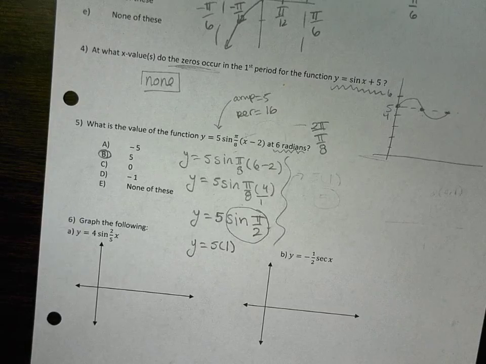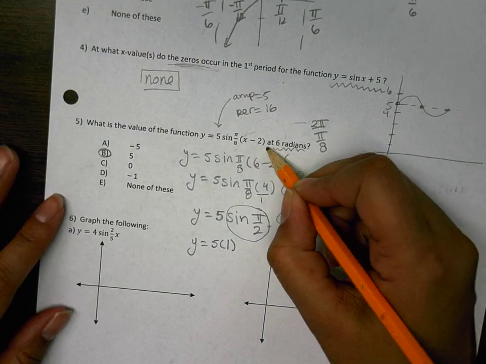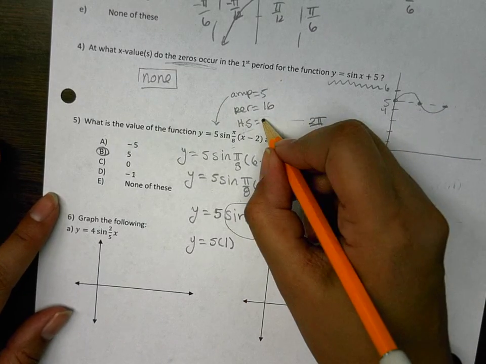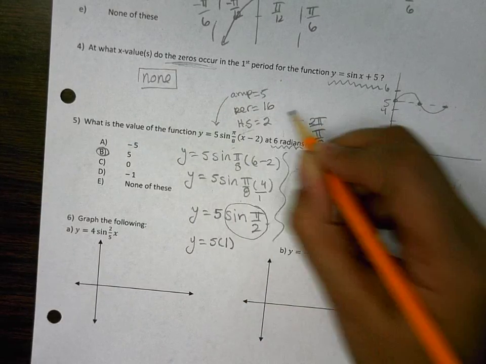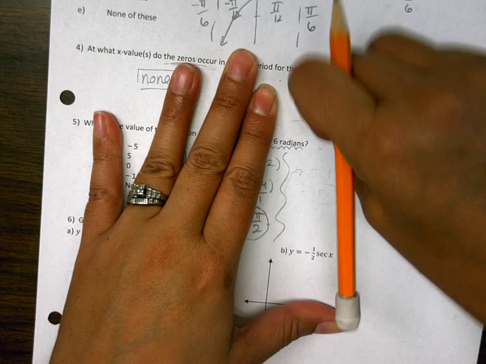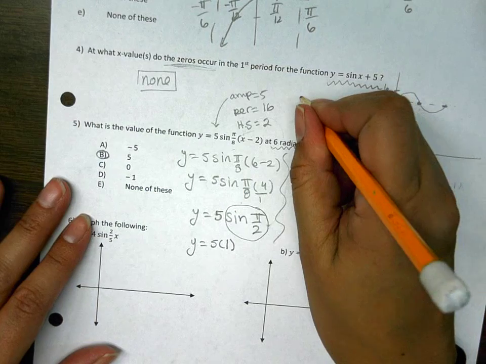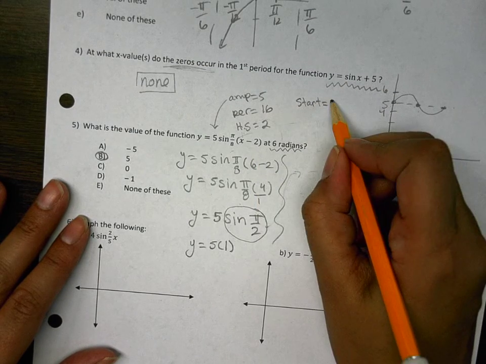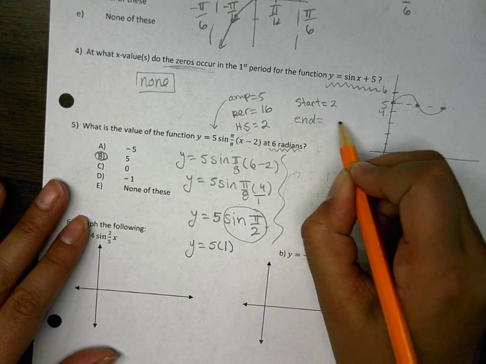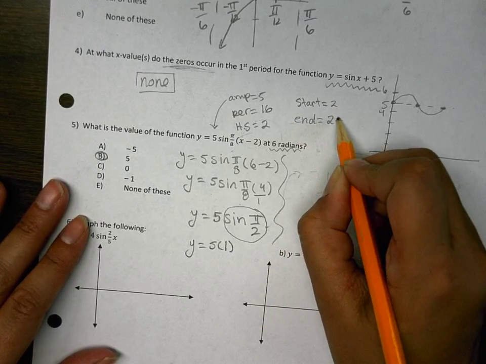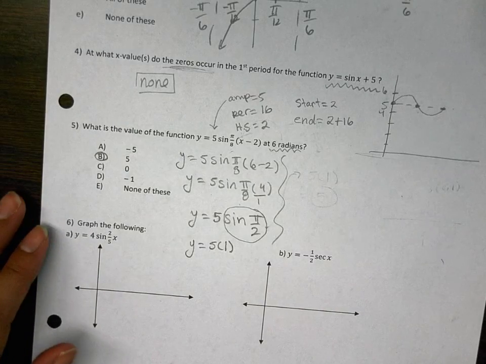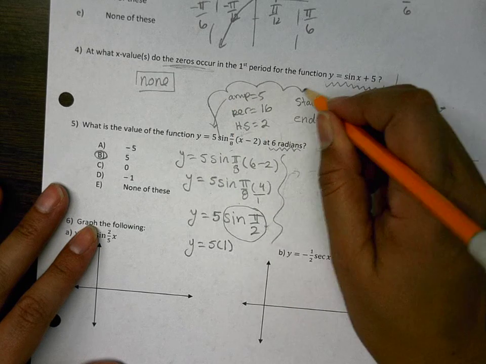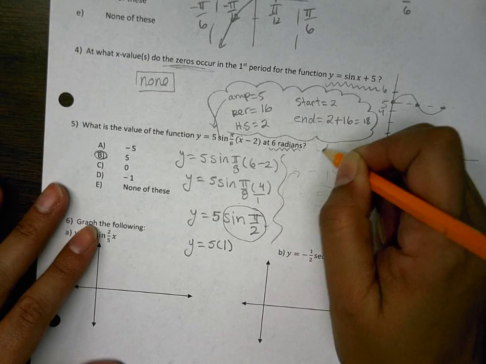Is there a vertical shift? Nope. Is there a horizontal shift? And you set this equal to 0, and what do you get? What is it? 2. All right. Because there is a shift, we have to adjust our start and our end. Our start is always our shift. So what is our start? 2. And how do we find our end? 2 plus 16, the period. And what do we get? 18. All right, so all of this is for this problem here.